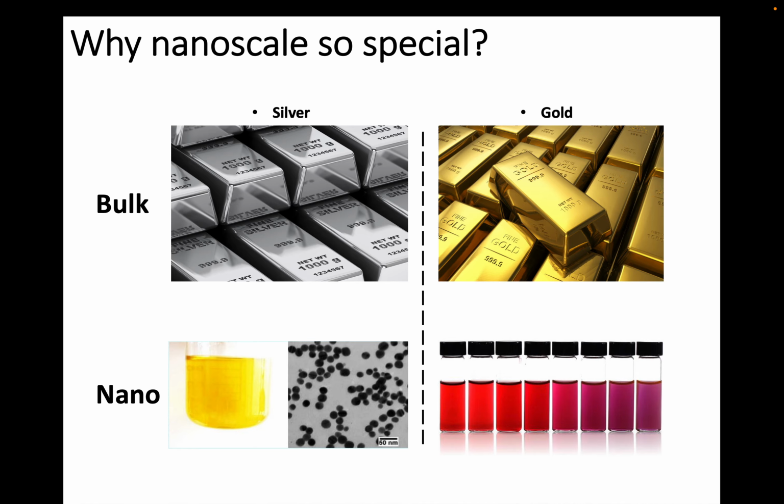And also, if we make gold nanoparticles and disperse them in water, then depending on the size of the nanoparticles, the color also changes. This one is more reddish, and this one is more purplish. So as we make nanoparticles, or as we scale down materials, the typical optical properties are lost, and new optical properties emerge.